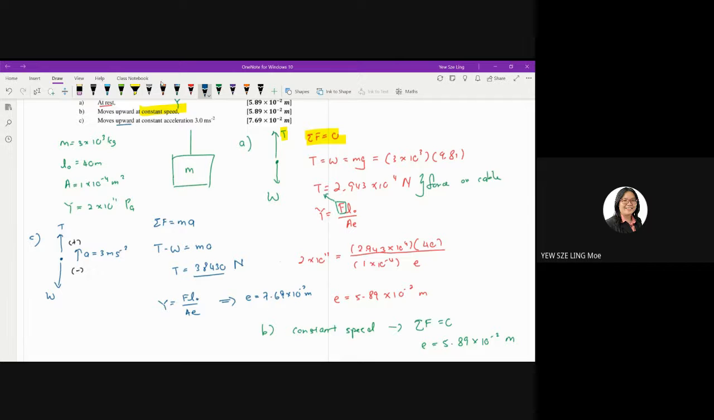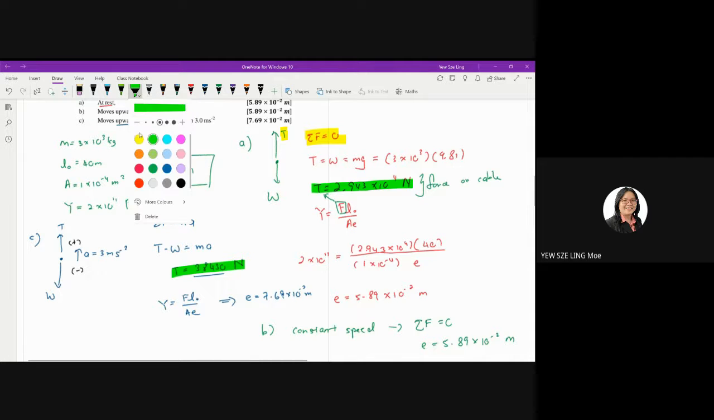The difference is in the tension. You have a different tension. For question C, your tension is 38430, whereas for questions A and B, the tension is just 2.943 times 10 to the power of 4. This question is just to see whether you know which force to use, whether you know how to determine the tension for chapter 11, Young modulus, for the extensions.